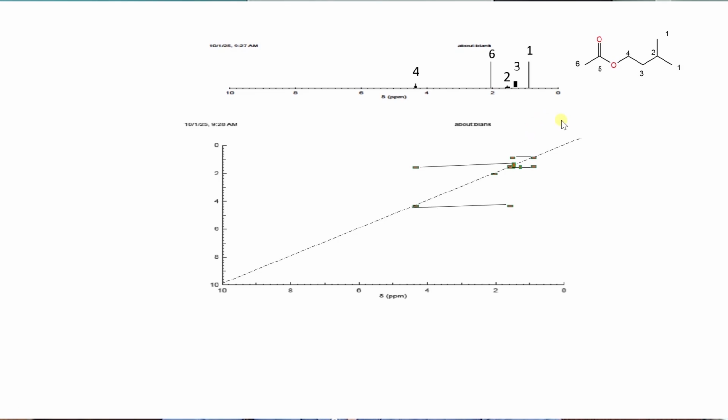This is very simple, yet very informative, because it shows you in the 2D picture how the protons are connected, correlated, like which proton is neighbor to which proton. That is actually the purpose of knowing the COSY NMR. So we can find out which is the neighboring proton, right? This is what we can see here.